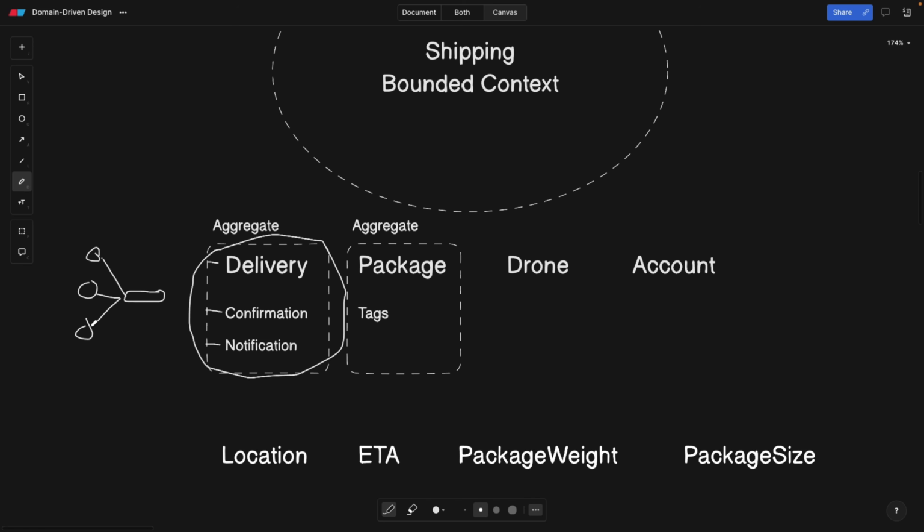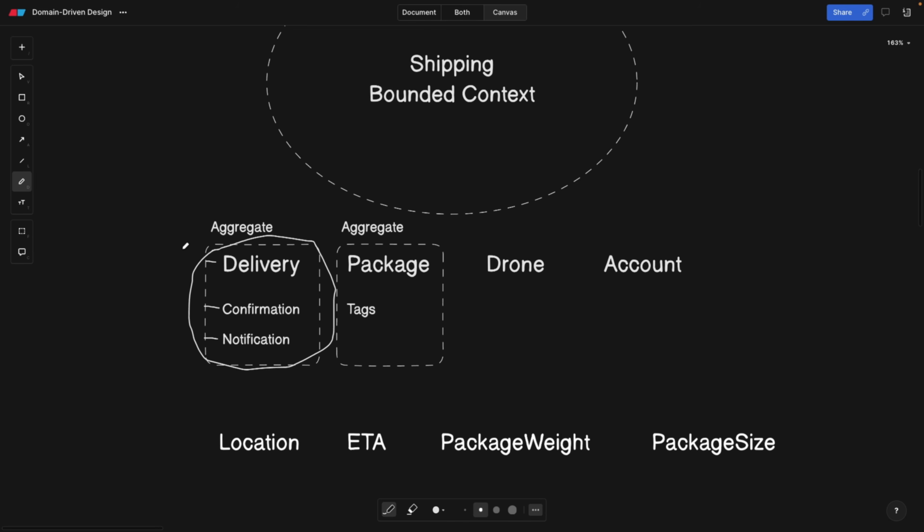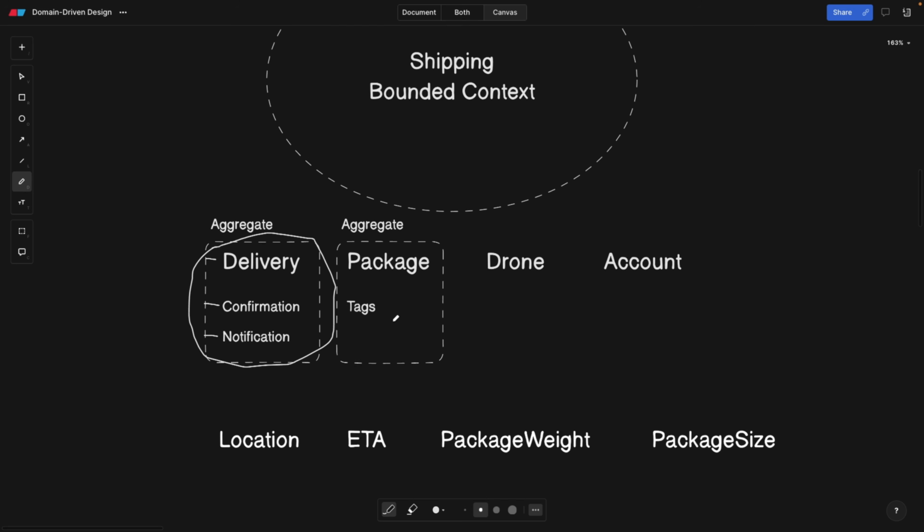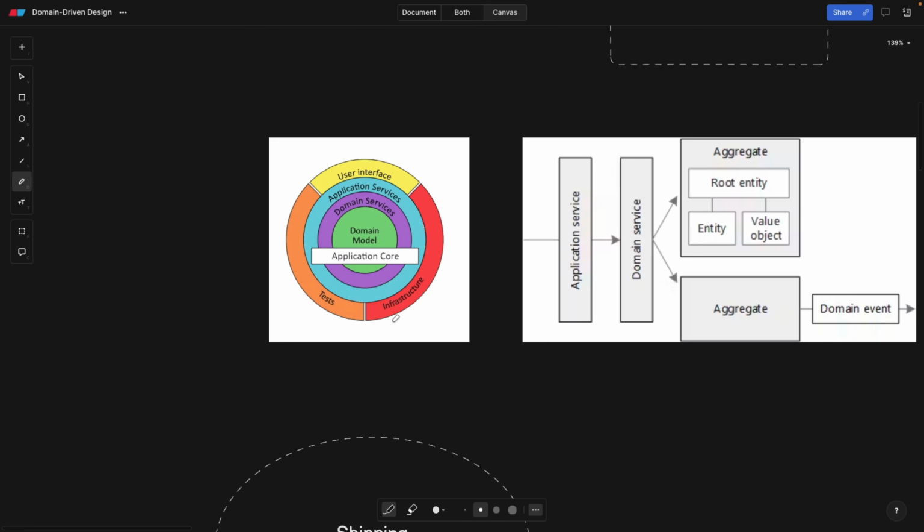And if one of the updates fails, it can easily be rolled back. So this is why we have aggregates as well. For example, if we want to update the delivery here and we want to update the confirmation to say that it's confirmed, the delivery has happened, maybe this one fails and then we can easily roll it back. Okay, this is basically why we need aggregate. Okay, and it's going to be the same here. Package also has tag.